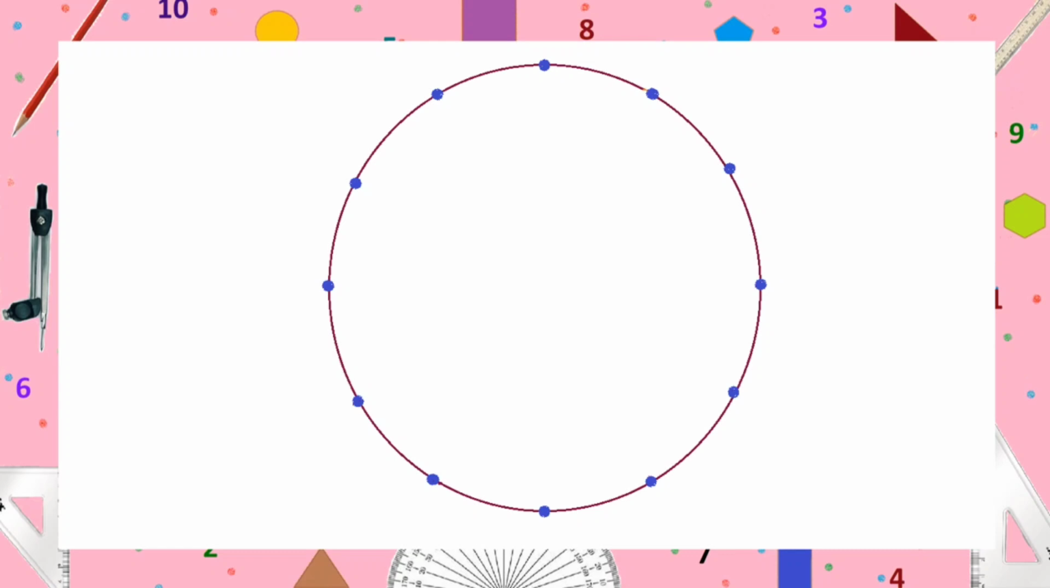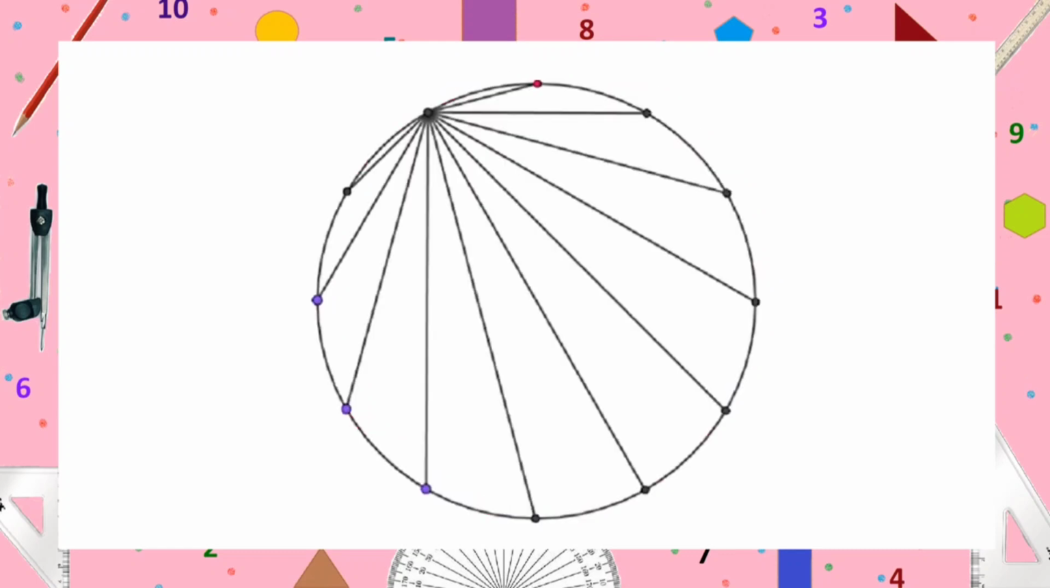Now, let's join these points. At first, take any of these points. And from this point, draw lines to all other points, as shown. Like this, you have to draw lines from one point to all the other points. Now, count the number of lines. How many lines have we drawn? We have drawn 11 lines. Why? Because we have drawn from 1 point to 11 points. That means we got 11 lines.